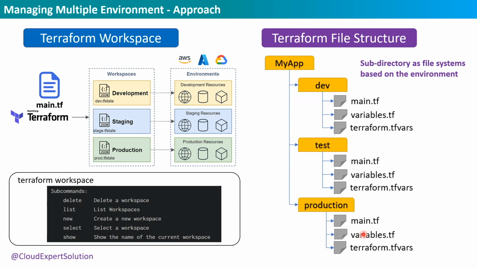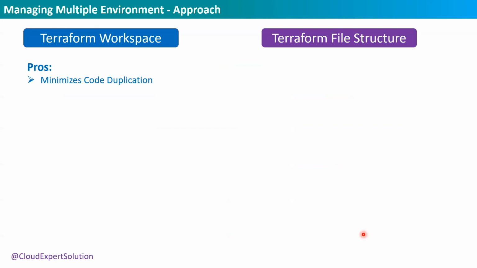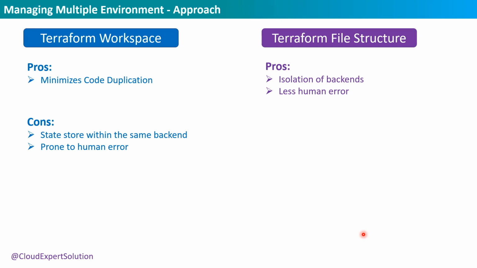Now let's try to understand the pros and cons of both approaches. As we saw, Terraform workspace minimizes code duplication because you have only one file and multiple workspaces. Whereas the con is that all the states will be stored in the same backend, and that is why it is very prone to human error. Moving to the Terraform file structure, the pro is obviously the isolation of backends, because we are not using any logical steps or workspaces. Here we are maintaining multiple, separate configurations based on the environments.